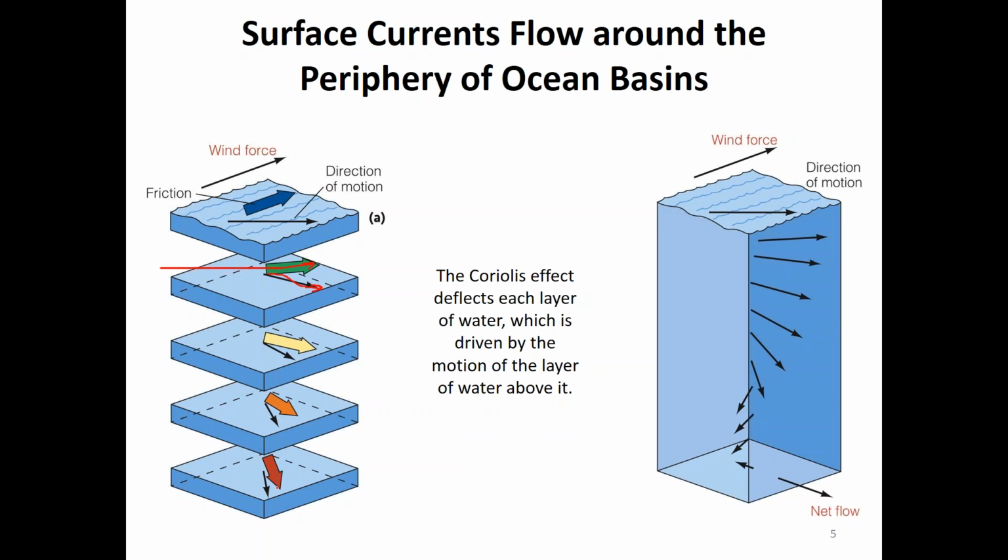so you have this rotation in the direction of flow with depth that is a result of the Coriolis effect. Okay, so the Coriolis effect deflects each layer of water, which is driven by the motion of the layer of water above it. And so as a result, we have this rotating direction of flow with depth. So each layer of water is flowing, but its path is deflected slightly to the right of the water directly above it. Okay? And that's in the northern hemisphere. In the southern hemisphere, the Coriolis effect is the opposite. It would rotate to the left instead of to the right.